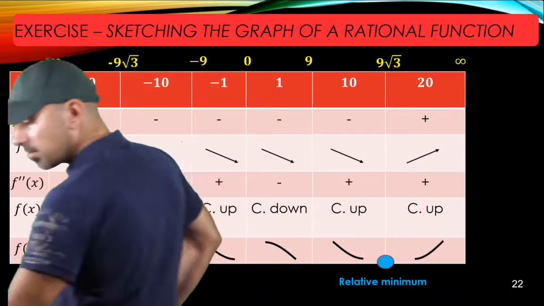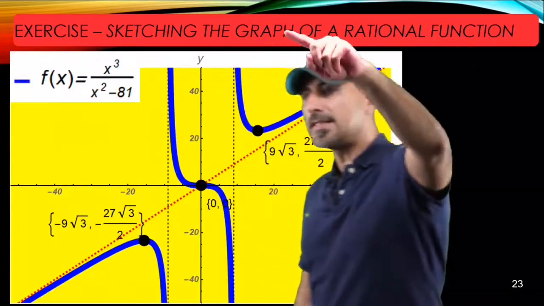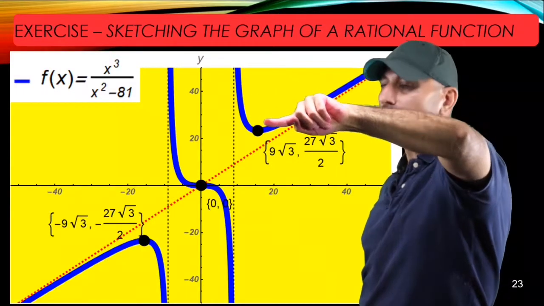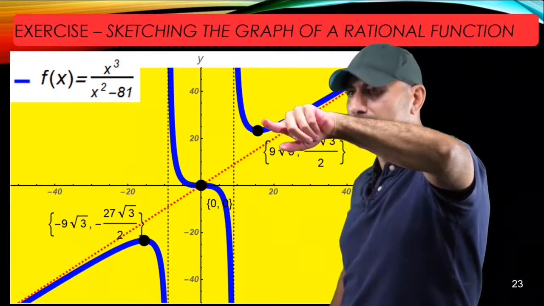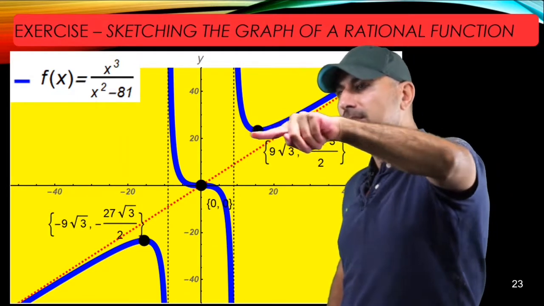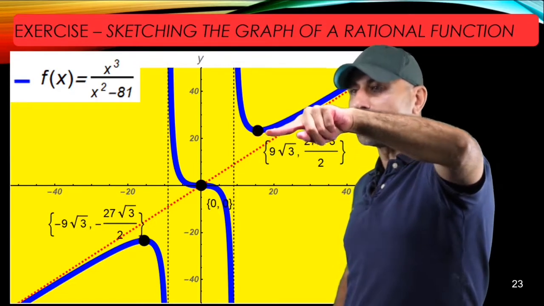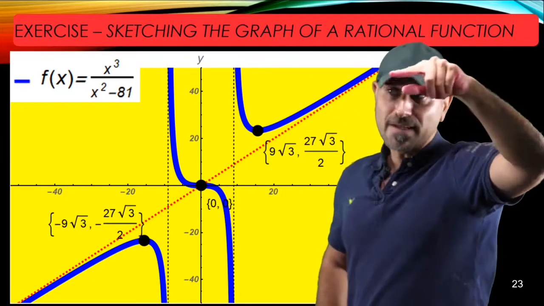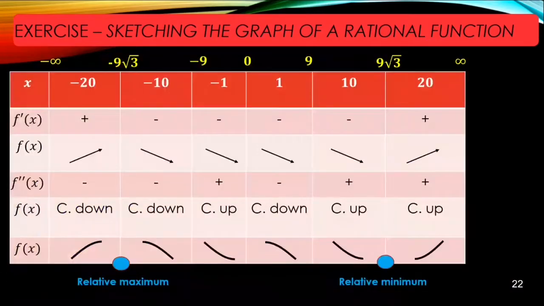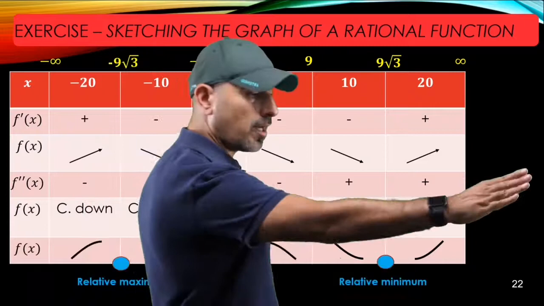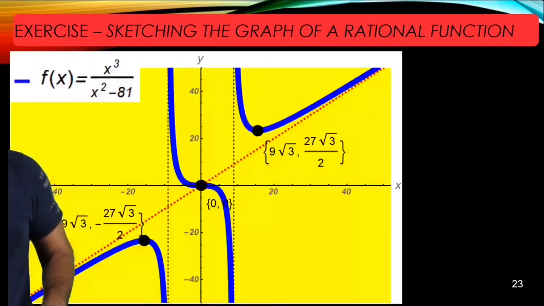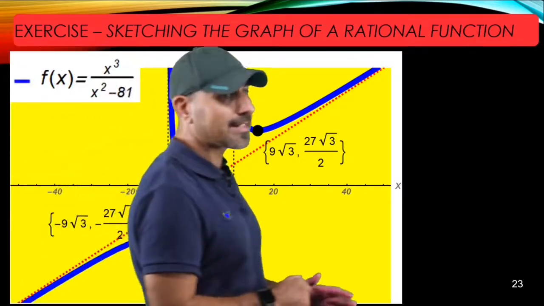Here we go. I have concave up and decreasing all the way to the next point in the table, which is 9 √3. And I have a relative minimum here. So I'm going to increase all the way to infinity along the y equals x line. Okay, so let's check the behavior again. It's going to increase, concave up, all the way along the slanted asymptote, which is y equals x.